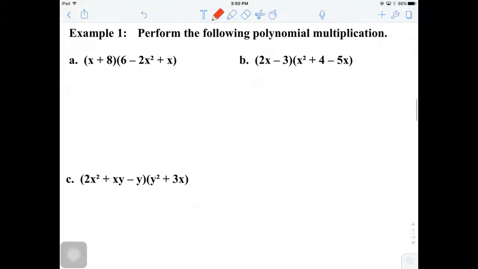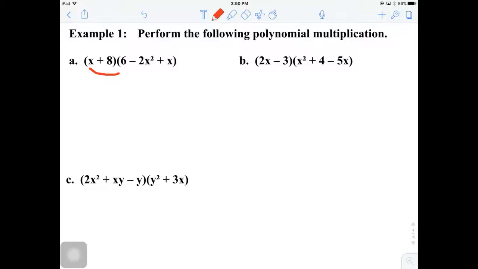I'm going to move on to example 1. Perform the following polynomial multiplication. So we are moving on from monomial times monomial or monomial times binomial. What we have here is a 2 by 3. In this case, we do not use FOIL, but we just use superfoil. I call it superfoil when we have a 2 by 3. Basically, it works the same way as what we just did.